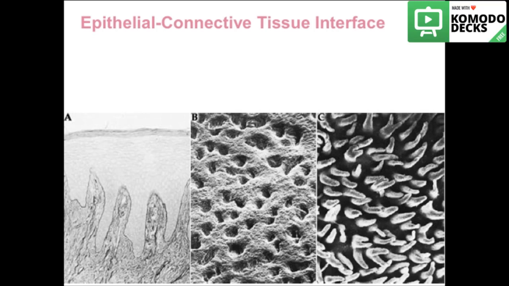We see in a scanning electron microscope the papillae of the connective tissue that are penetrating into the epithelial ridges. This interlocking between the epithelium and the connective tissue is what helps the ultrastructural attachment, along with the hemidesmosomal connections lying on the basal lamina.